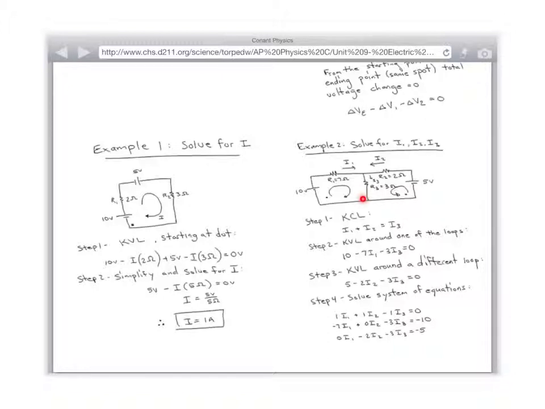I1 plus I2 equals I3. I1 plus I2 has got to be I3. That's your first equation. Your second equation comes from this loop: 10 volts minus 7. And your third equation comes from this loop. You set it up, and you've got a system of 3 equations. Guess what you can do? You can use substitution.